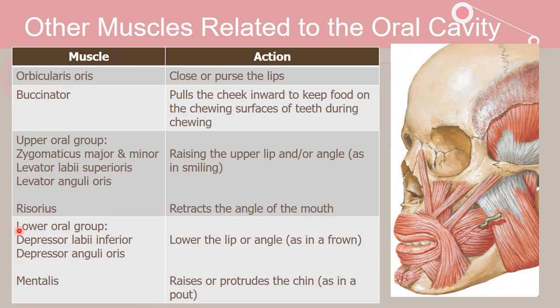We also have a lower oral group, which includes the depressor labii inferioris here, the depressor anguli oris, and the mentalis muscle. The depressor labii inferioris and depressor anguli oris are responsible for lowering the lip or the angle of the lip, as in a frown. The mentalis is the one responsible for raising or protruding the chin, as in a pout.